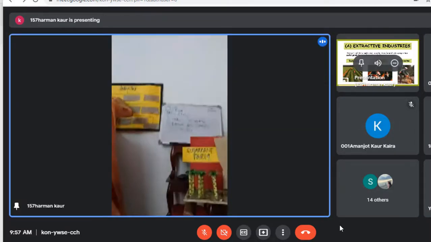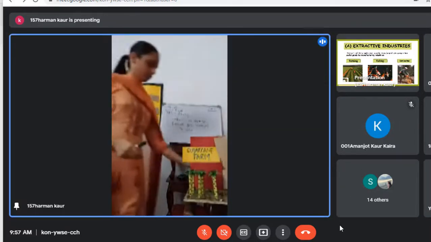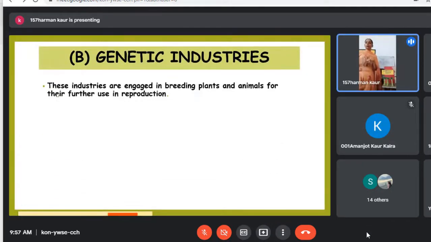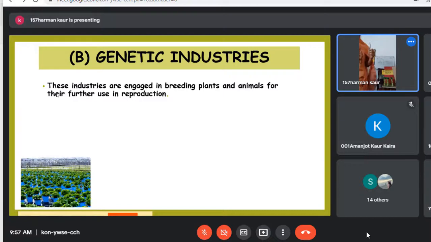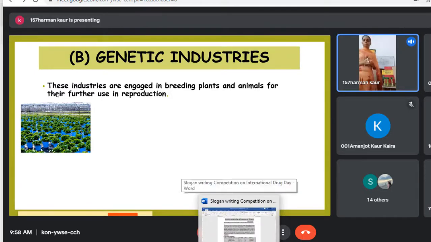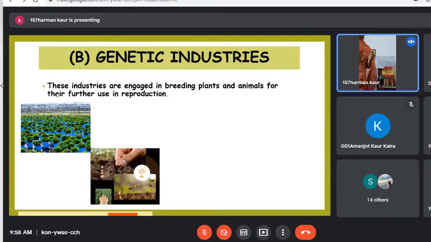Next industry is genetic industries. These industries are engaged in breeding plants and animals for their use in reproduction. For example, nursery, where plants or flowers are grown. Some medicinal plants are also grown. There are some big nurseries also which grow plants in large amounts that are used for decorative purposes or for medicinal purposes also. Seed making companies are also an example of genetic industries.